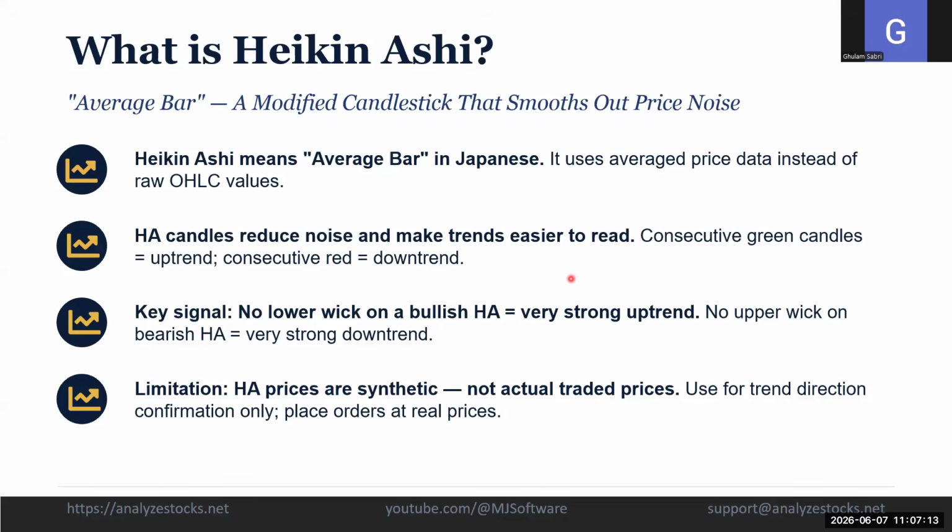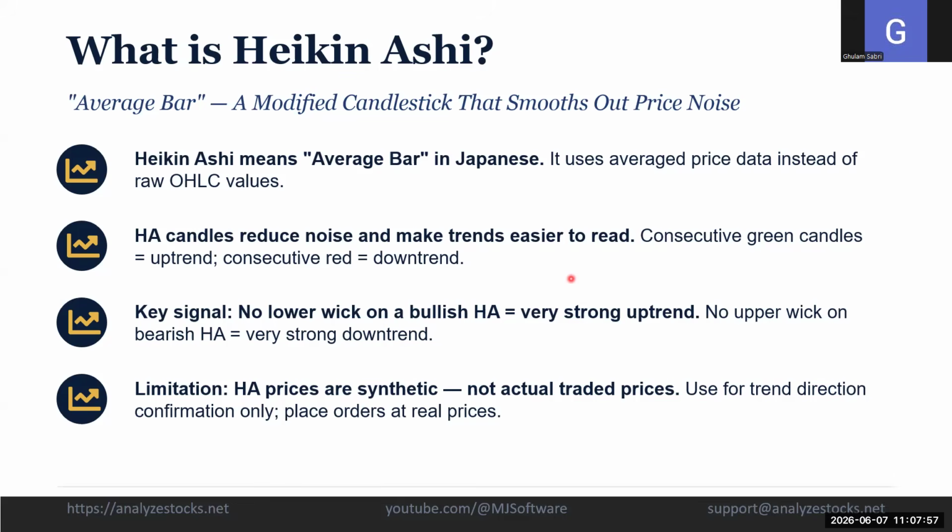So first we will describe what Heikin Ashi is. Heikin Ashi is a Japanese term and it means average bar. Most of you, I think, are very familiar with candlestick charts. It's basically a modified candlestick chart that smooths out price noise. And how does it do that? It takes averages. It uses average price data instead of raw open, high, low, and close values. The Heikin Ashi candles reduce noise and make trends easier to read.